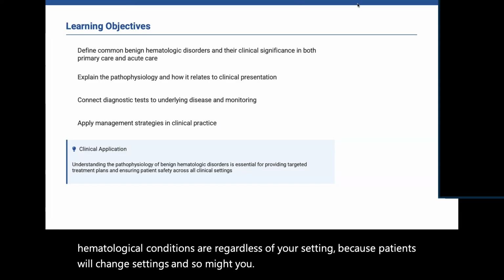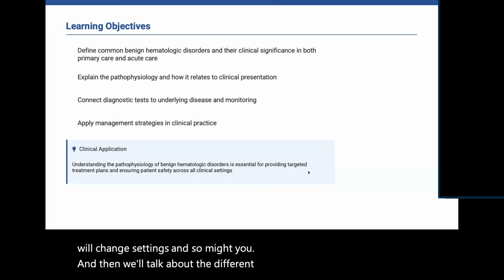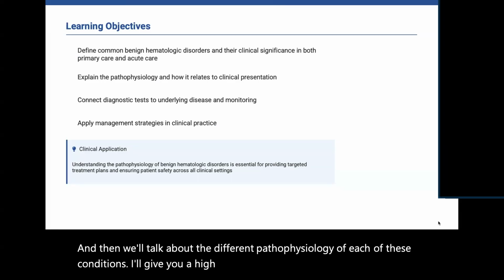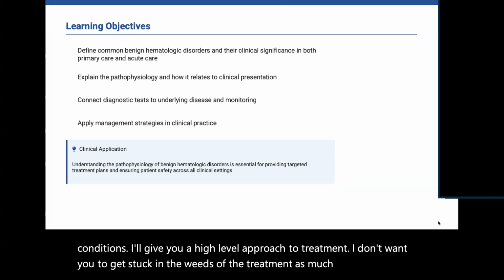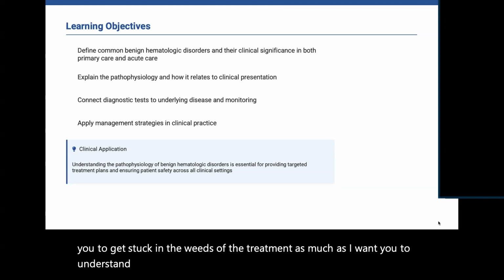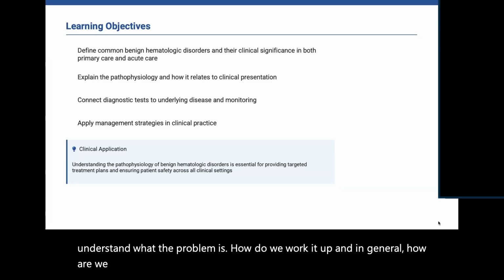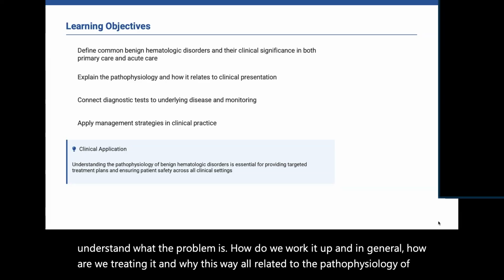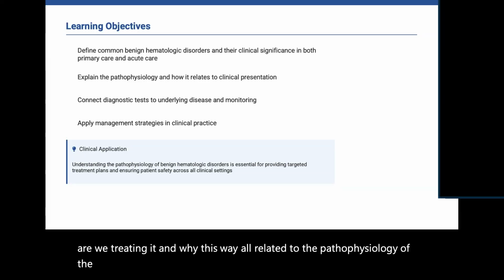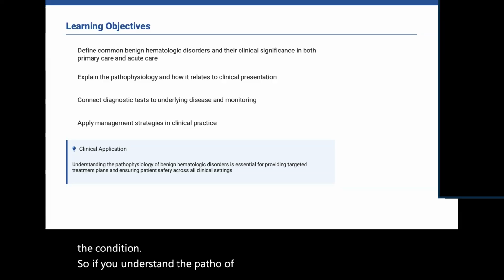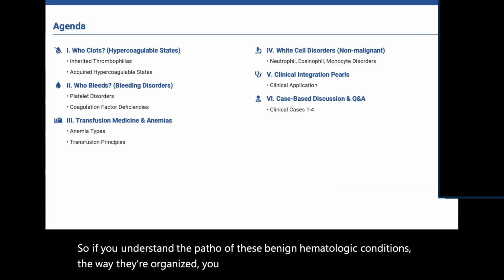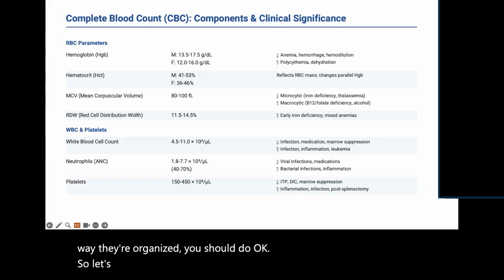And then we'll talk about the different pathophysiology of each of these conditions. I'll give you a high-level approach to treatment. I don't want you to get stuck in the weeds of the treatment as much as I want you to understand what the problem is, how do we work it up, and in general, how are we treating it and why this way, all related to the pathophysiology of the condition. So if you understand the patho of these benign hematologic conditions, the way they're organized, you should do okay. So let's get this started now.